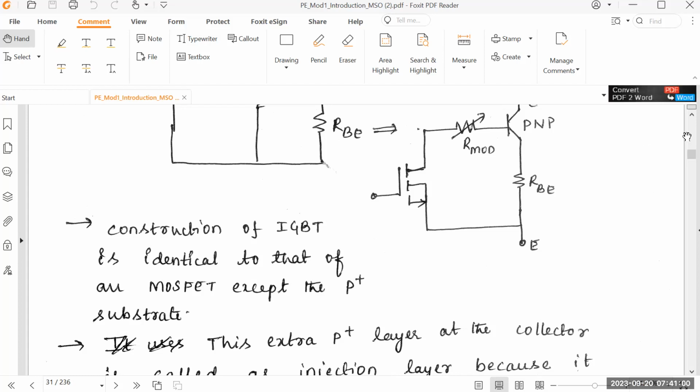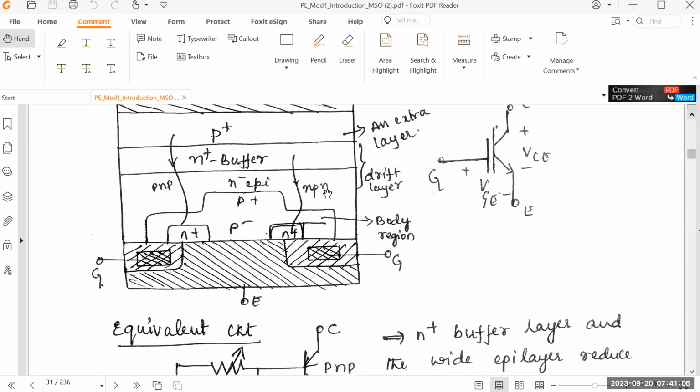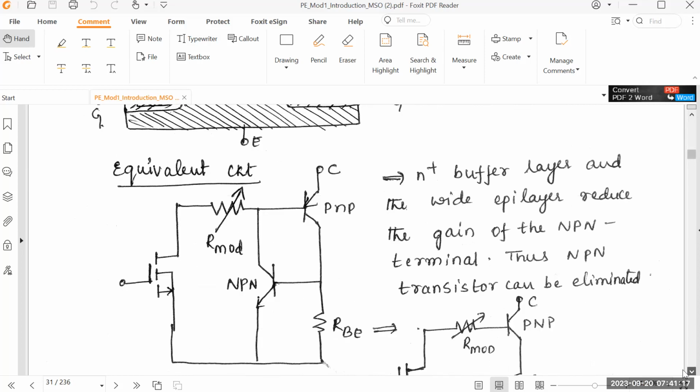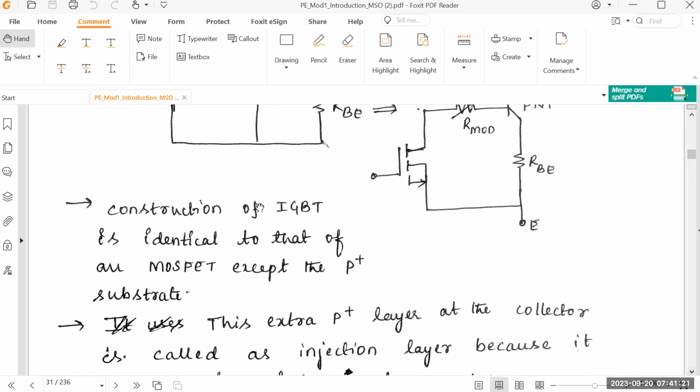But in the IGBT, you have a P plus substrate directly above the N plus buffer region. This P plus region will not be present in the MOSFET. So the IGBT construction and fabrication differ only with respect to the P plus substrate, and apart from this, everything is identical.